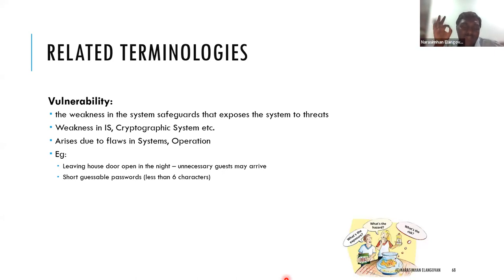Vulnerability: an inherent weakness in a system. I repeat, an inherent weakness in the system. It could be due to a flaw, it could be a failure, right? A simple example is using Windows 7 till now. Windows 7 support is outdated, so therefore it becomes difficult. Another is using a password which is easily guessable, like 1, 2, 3, 4, 5, all of those things, right?